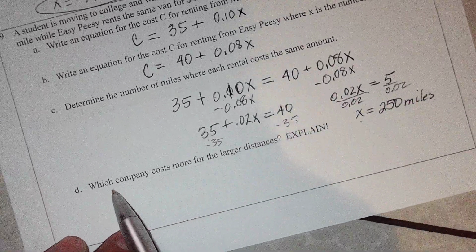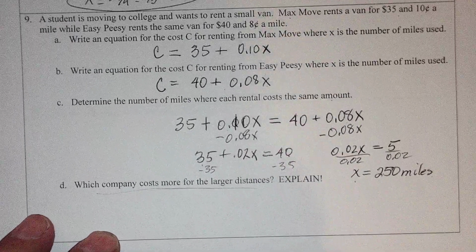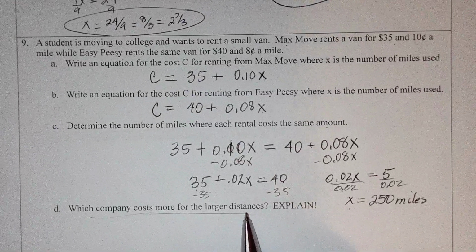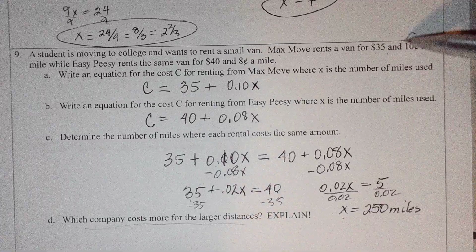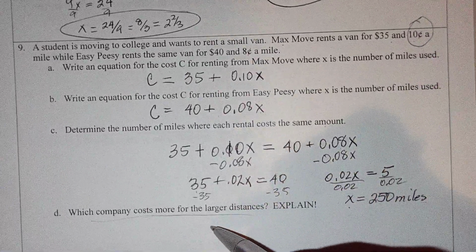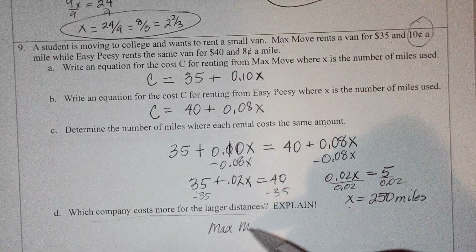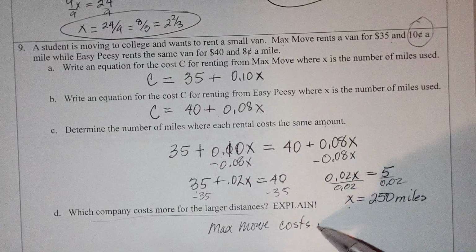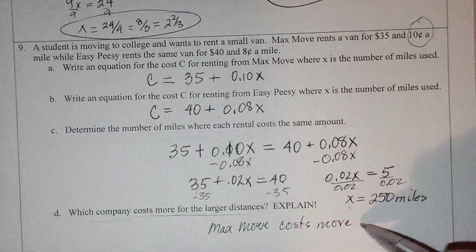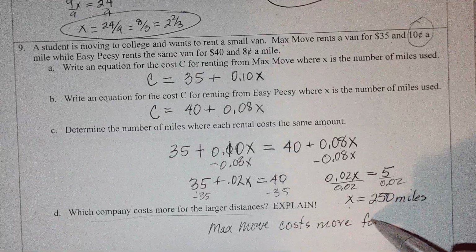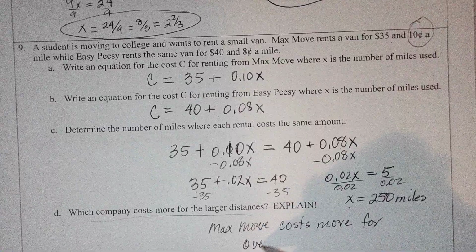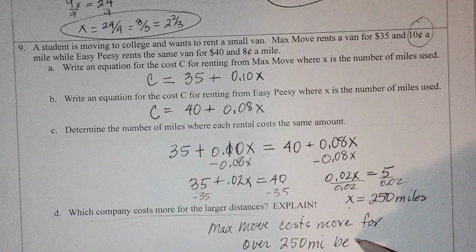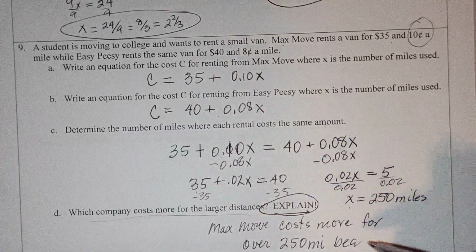Okay, which company costs more for larger distances? Well, the larger the distance, the more the one that costs more per mile is going to be more. So Max Move costs more for over 250 miles because this is the explanation.